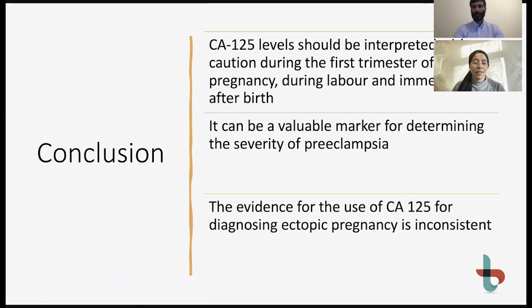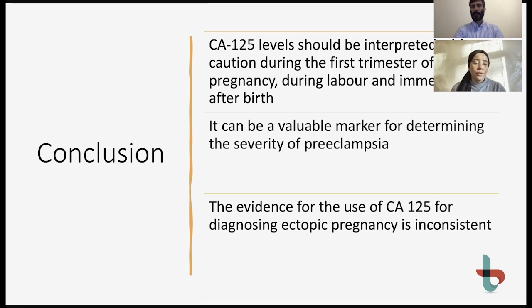So to conclude, CA125 levels should be interpreted with caution during the first trimester of pregnancy and also during labour and immediately after delivery. It can be a very useful marker in determining the severity of preeclampsia. However, it's still not used in clinical practice. Further studies need to be conducted in order to identify an appropriate cutoff level to use. And the evidence for CA125 in ectopic pregnancy is inconsistent again. So it shouldn't be used in clinical practice, and clinical correlation should be used.